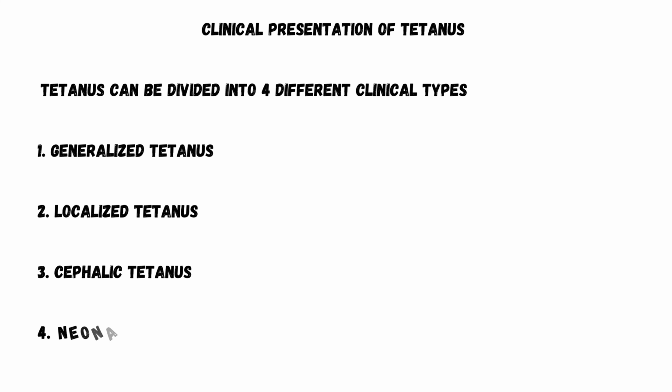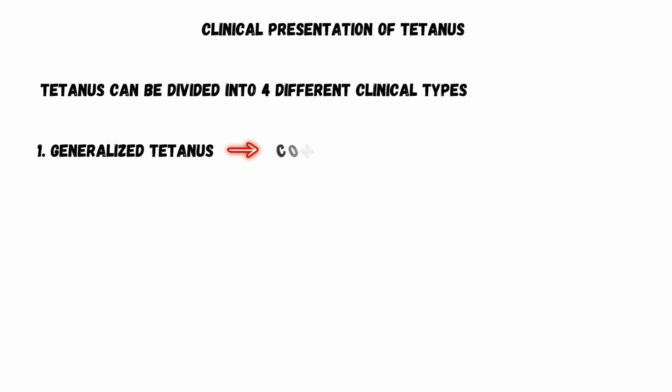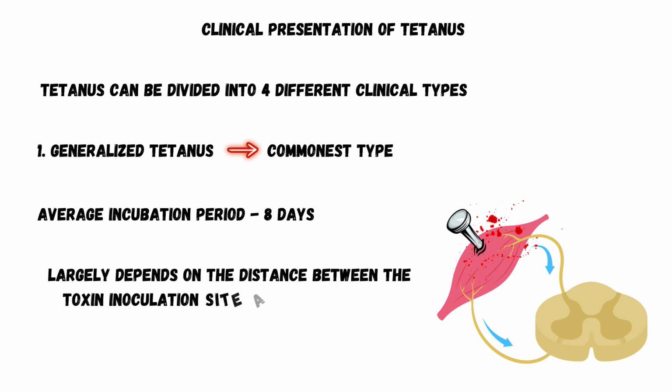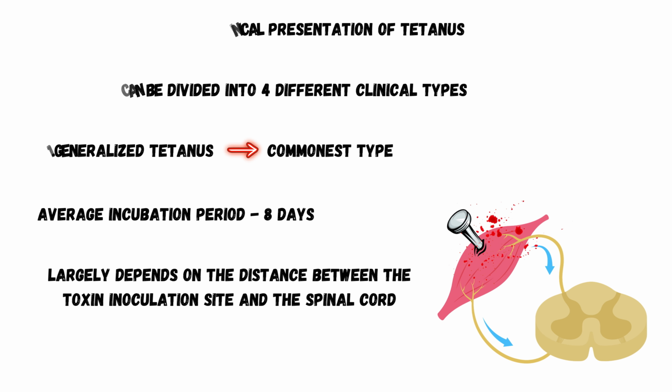Now let's discuss the clinical presentation of tetanus. As mentioned at the beginning of this video, tetanus can be divided into 4 different clinical types: generalized tetanus, localized tetanus, cephalic tetanus, and neonatal tetanus. Out of these 4, generalized tetanus is the commonest type. The average incubation period in generalized tetanus is about 8 days, which largely depends on the distance between the toxin inoculation site and the spinal cord.